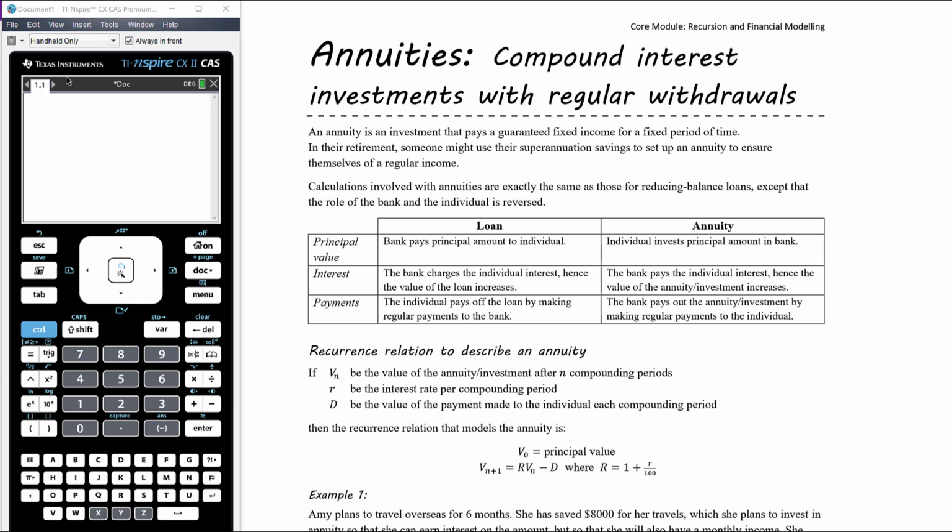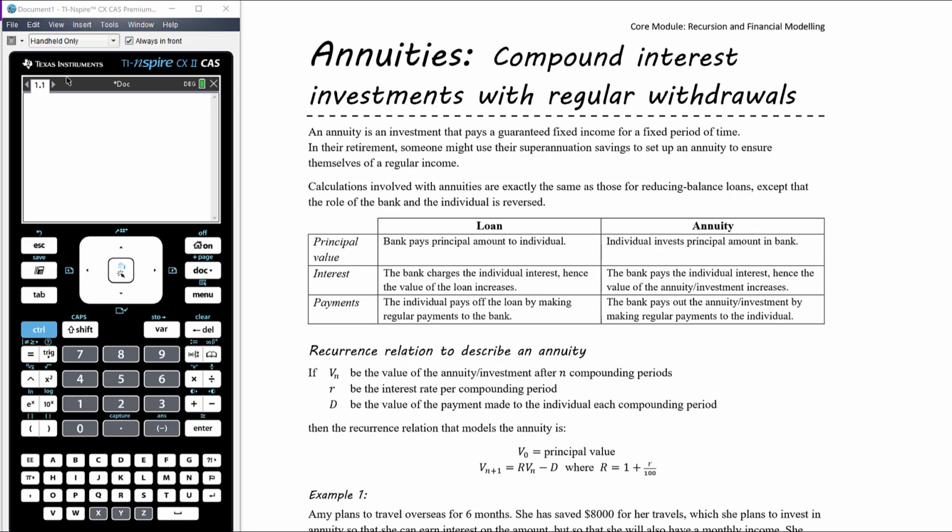Okay, so in this video, we are going to look at reversing the role of the bank and the individual by beginning to look at different investment situations. The maths is exactly the same, really. It's just changing which direction the money is flowing in. So what we're going to look at here is the idea of an annuity.